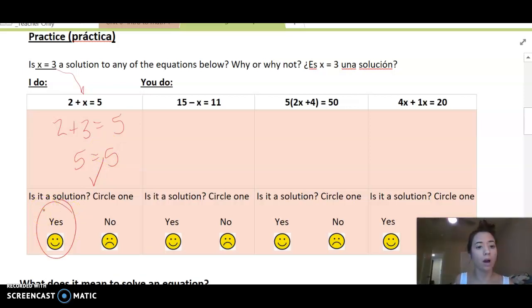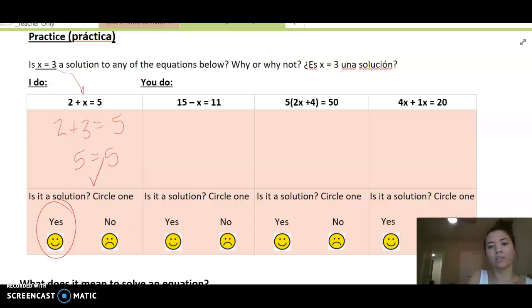Okay, go ahead, pause me, take about 2 to 3 minutes, and determine if x equals 3 is a solution to these other 3. Okay, pause me now. I'll see you in a second.